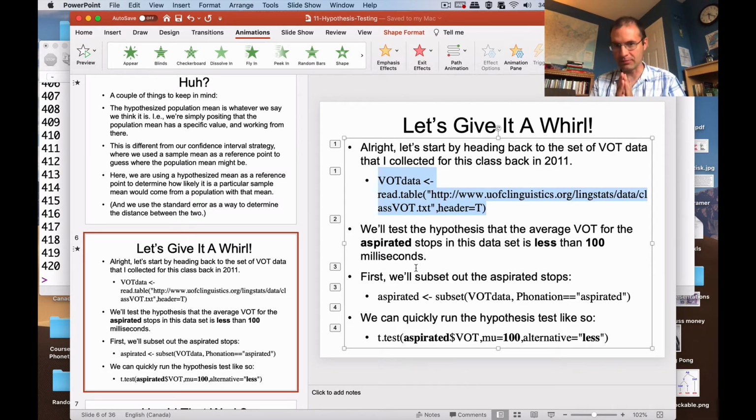And our hypothesis is going to be that the population mean of those aspirated stops is 100 milliseconds. And I want to test the possibility that the actual observed sample mean of aspirated stops is going to be less than 100 milliseconds. So we're just going to put that hypothesis out there. It's 100. If I observe something close enough to that, I can say, well, maybe that's probably what the actual population mean is. So we'll do that by subsetting out our aspirated stops.